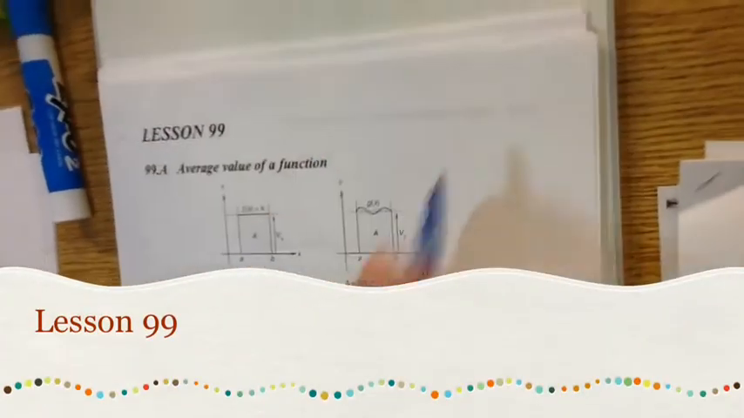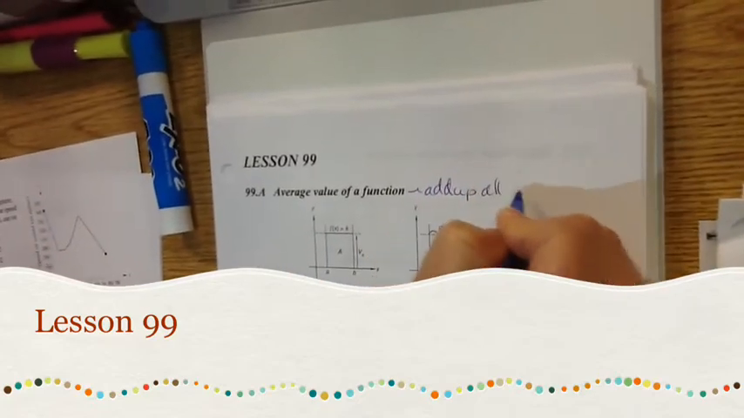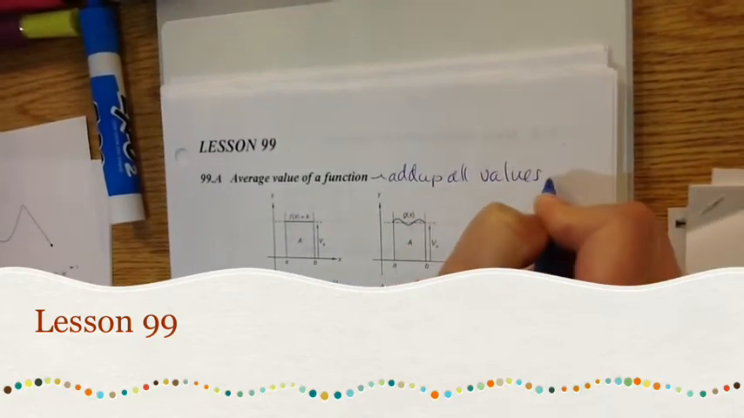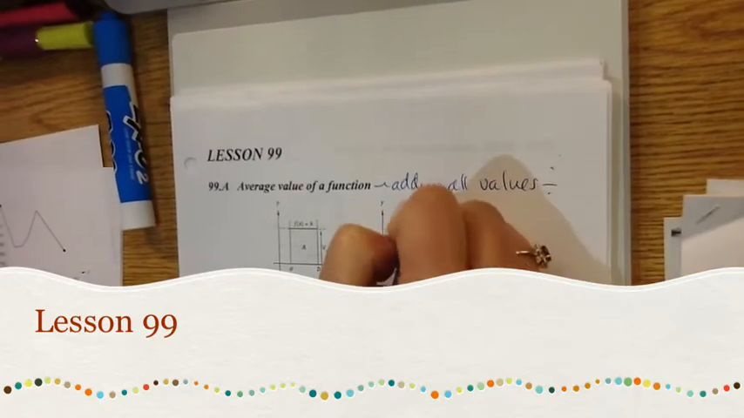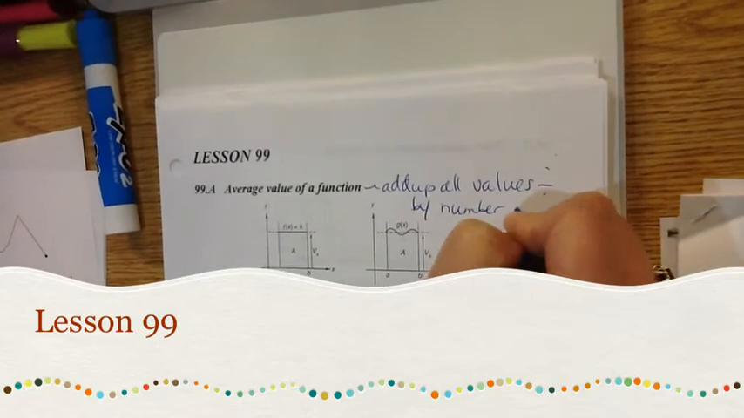Average value of a function. What we're going to do is add up all the values, and then divide by the number of values. Isn't that what an average is? Yeah, it is.